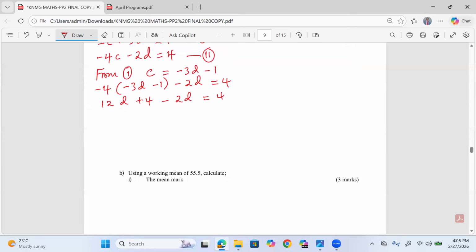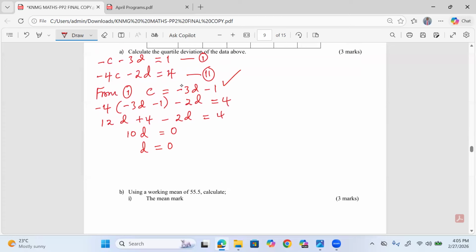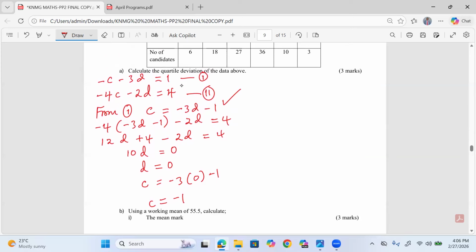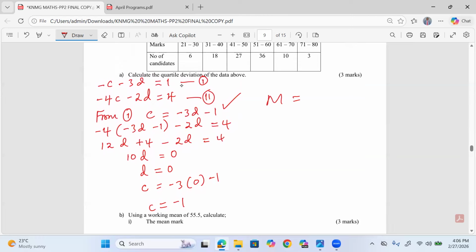Grouping terms together will give us 10D equals 0. So D equals 0, when we take 0 and divide it by 10. If D is 0, then the value of C can be gotten from the expression we have there for C. So C equals negative 3D minus 1, which is negative 1. So we have C as negative 1, and D is 0. And the matrix that was unknown is now known.